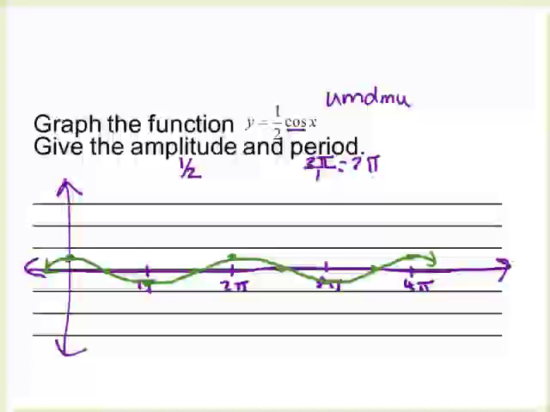Questions? How again do you know what to put for B? B is the multiplier in front of the x. So a number that's right in front of the x. And if there's no number in front of the x, then it's just like there's an invisible 1 there. Oh, okay.